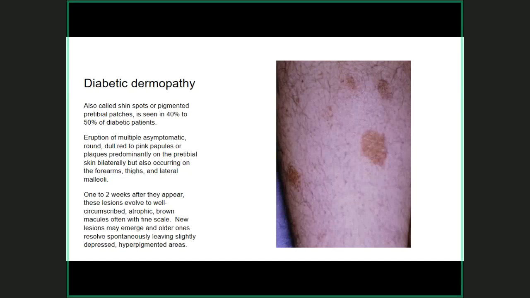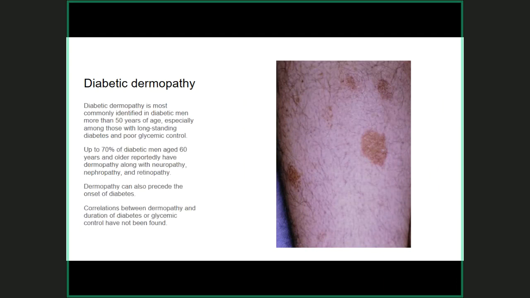Diabetic dermopathy, also called shin spots, or pigmented pretibial patches, are seen in about 50% of diabetic patients. They initially present as asymptomatic round, dull pink papules and occur on the pretibial skin, but also might occur at other sites. After a couple of weeks, they might evolve to form more atrophic brown scaly lesions, sometimes with some depressed hyperpigmented areas.